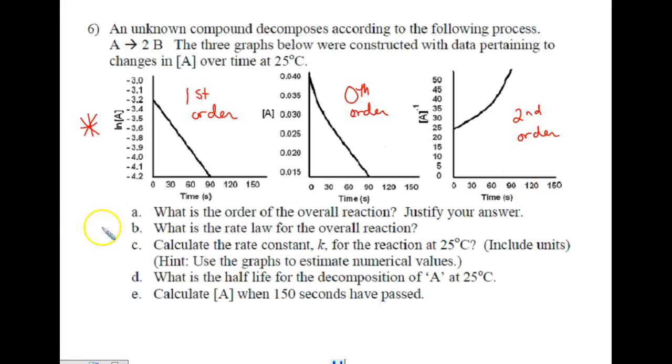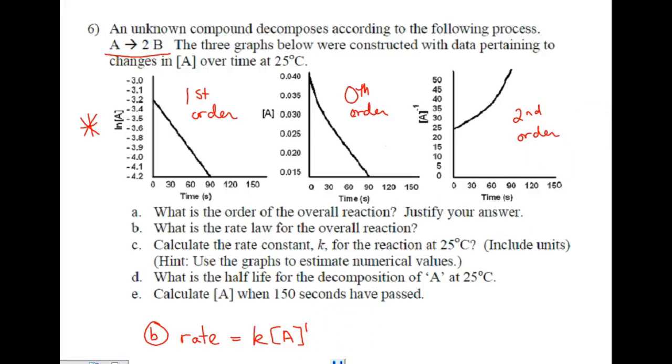Okay. So then the next question is, what is the rate law for the overall reaction? Well, since it's first order and we only have a single reactant up there in our balanced chemical equation, it is simply rate equals K times the concentration of A. And if you want to write in the 1, you can, but it's usually understood that there's a 1 there.